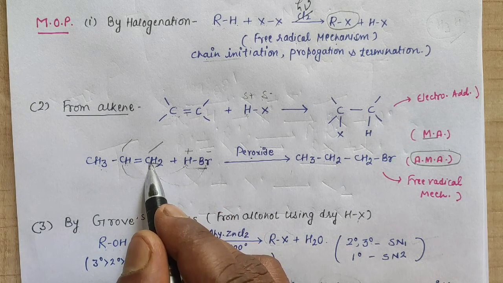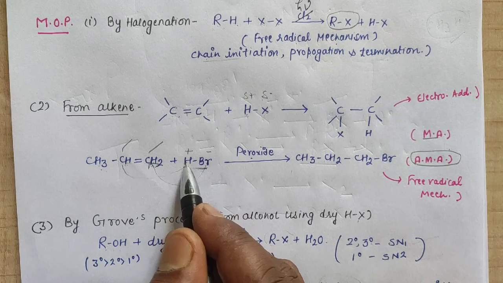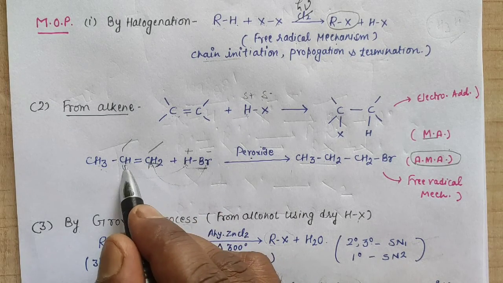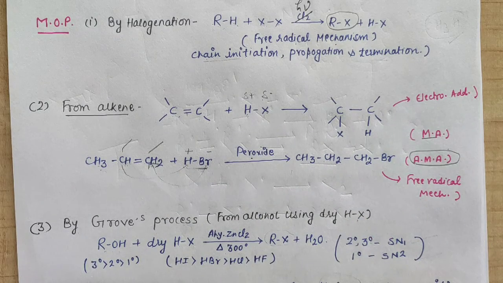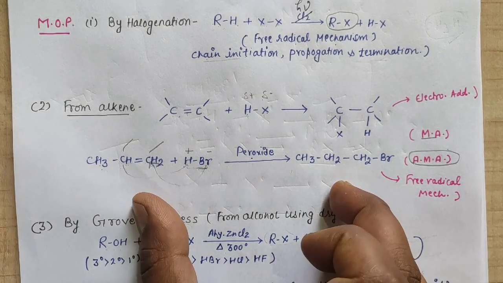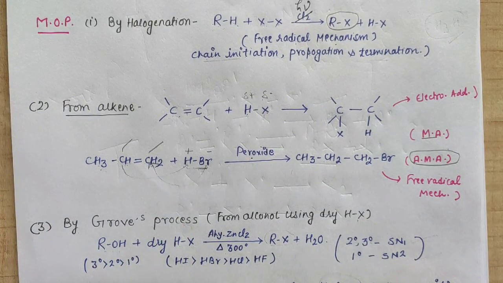It has 2 hydrogens, and the positive part of that HBr will attach to the doubly bonded carbon which has the lesser number of hydrogen atoms. So this is simple: in the presence of any organic peroxide, benzoyl or anything, this addition is known as anti-Markovnikov addition. This reaction also comes under the free radical mechanism. So later, if needed, we will discuss it.